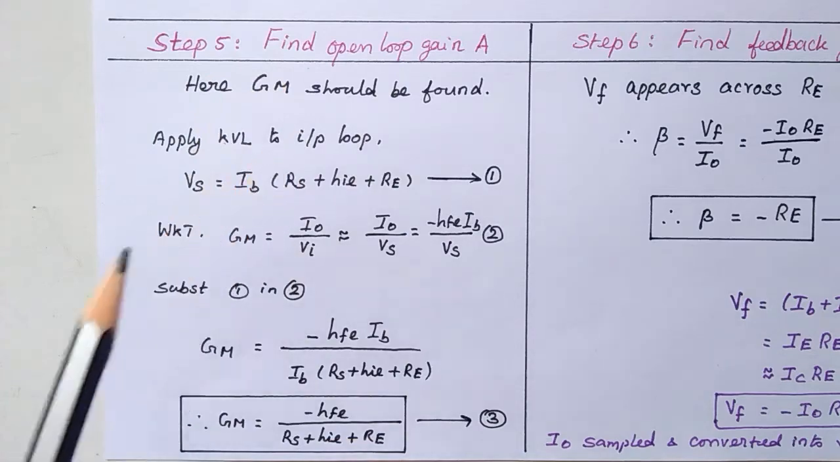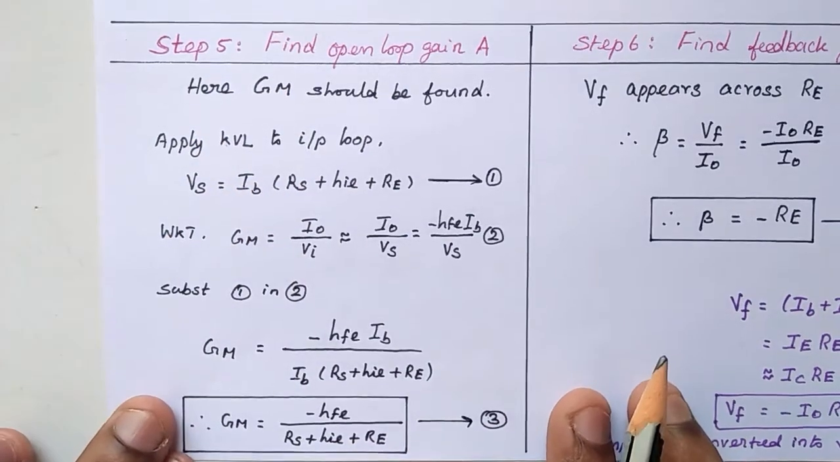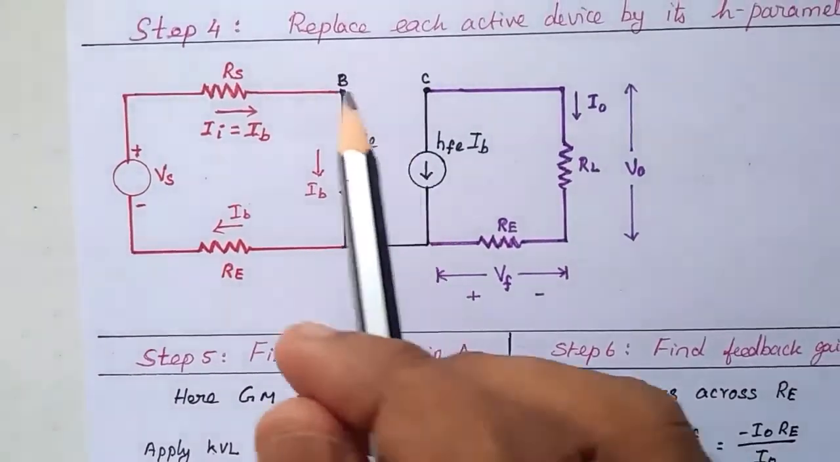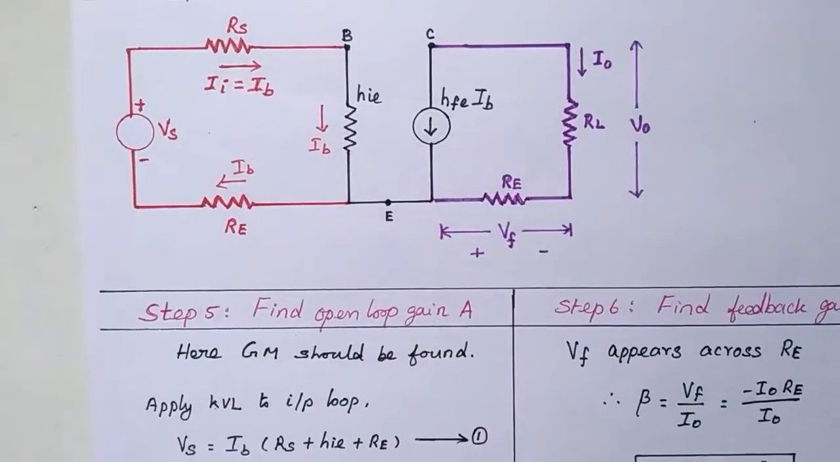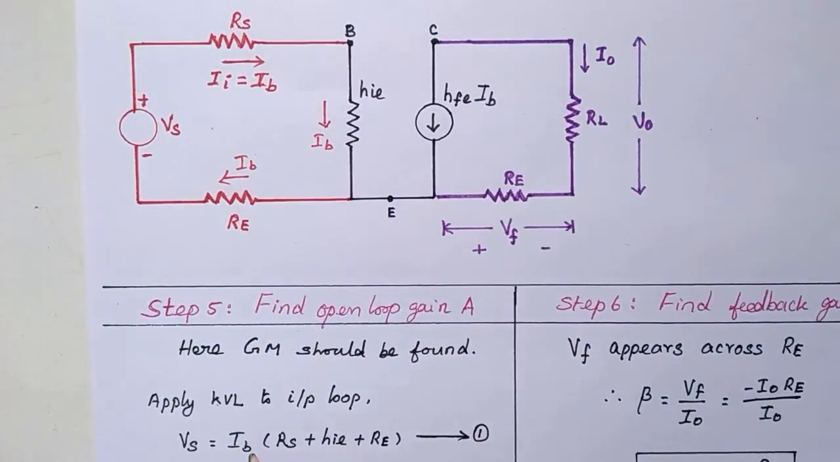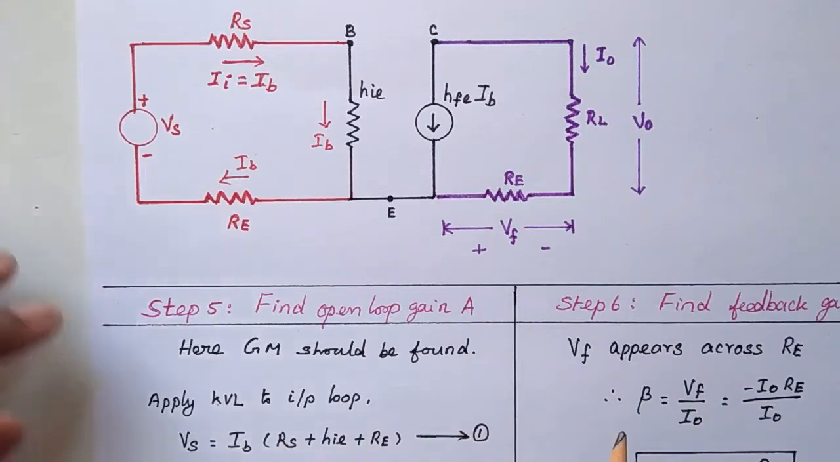So for that I take the input circuit and apply KVL. This is the input circuit, and here I apply KVL, hence I get Vs is equal to Ib into Rs plus Ib into Hie plus Ib into Re. Ib is common for all, so I bring it outside, and hence I form equation 1.